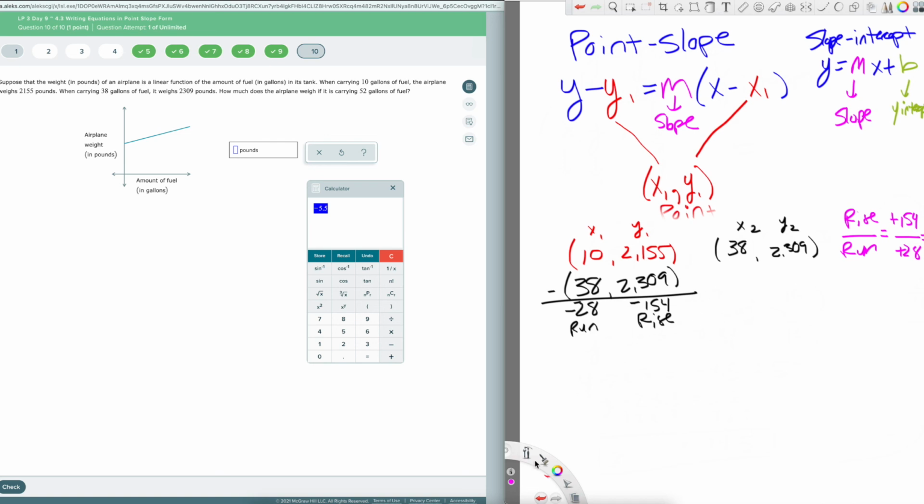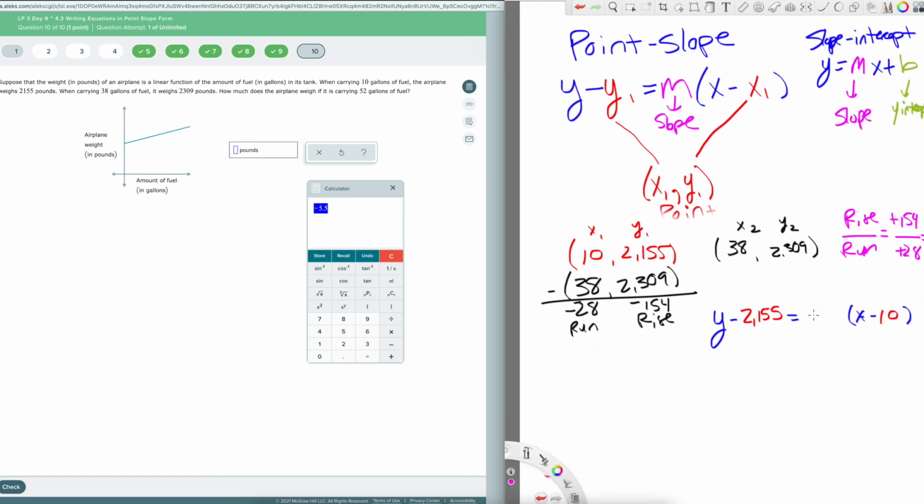y minus equals x minus. All right, we have a point, and I'm just going to go ahead and use my point 1 that I grabbed first. So I have y minus the y coordinate and x minus the x coordinate, and I have my slope here of 5.5.